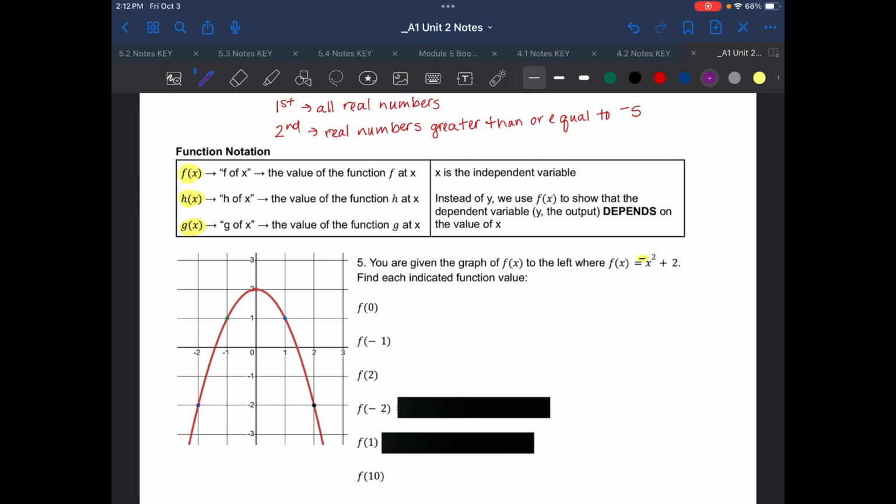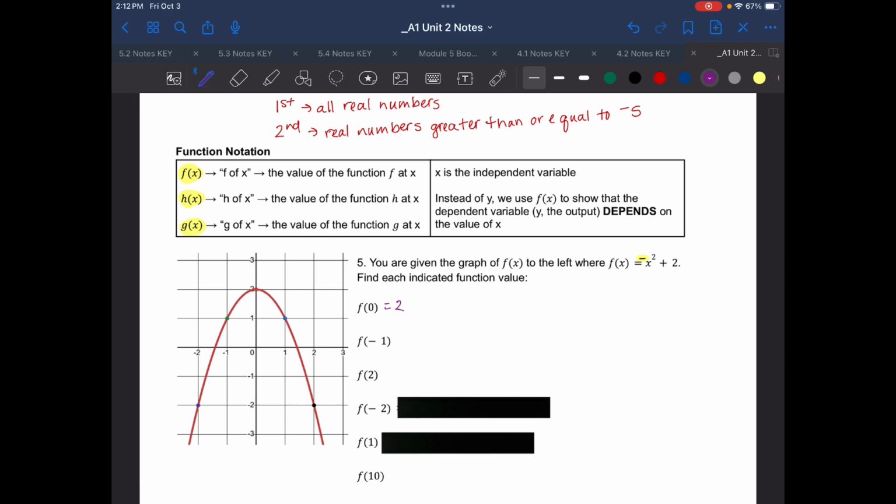So if we look at where x is 0 on the graph, so our function is f is 0 right here, right? Or excuse me, x is 0. What is the value of the function? Well, I go up. What's my y there? 2. So f of 0 equals 2.